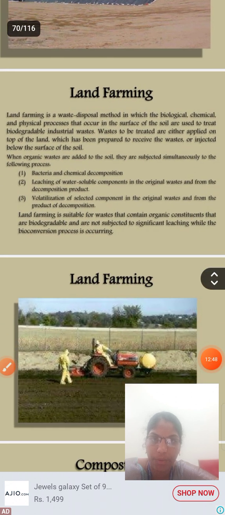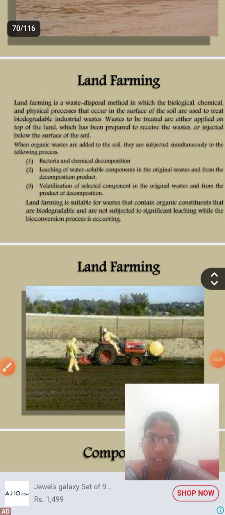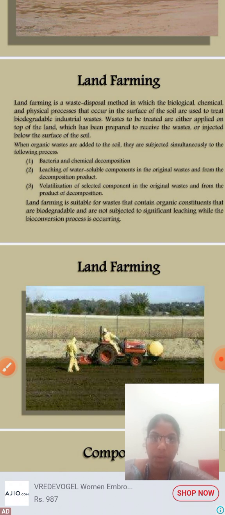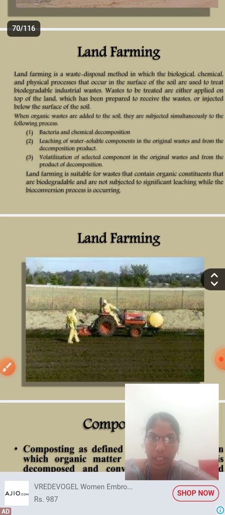Next one is land farming. Here we have to look at the surrounding areas. Land farming is used for agriculture purposes. It is a waste disposal method in which biological, chemical and physical processes occur at the surface of the soil. It is used to treat biodegradable industrial waste.